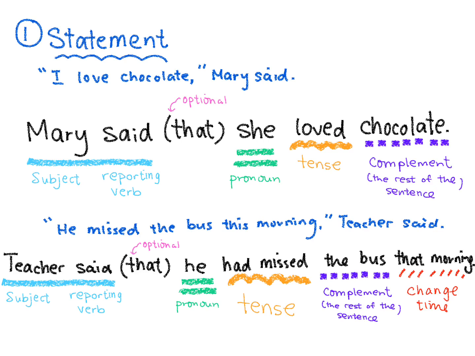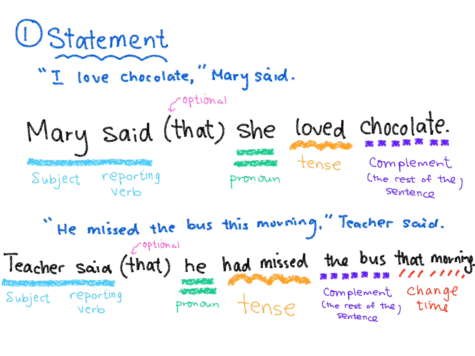So now you can see how we change from a direct speech into indirect speech. Let's repeat. Direct speech is, I love chocolate, Mary said. Indirect speech, we change into, Mary said that she loved chocolate.